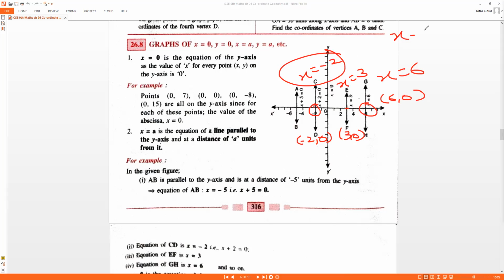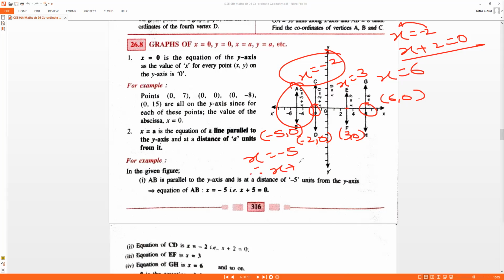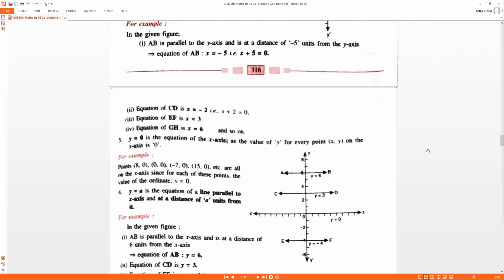See, x is equal to minus 2 is the same as x plus 2 is equal to 0, because we have just transposed. So x plus 2 is equal to 0 is the equation. Similarly here, if it passes through the point (-5, 0), the actual equation will be x is equal to minus 5, but if you transpose, you get x plus 5 is equal to 0. Is that clear? 100% clear, Sagana? Yes, sir. Okay, great.